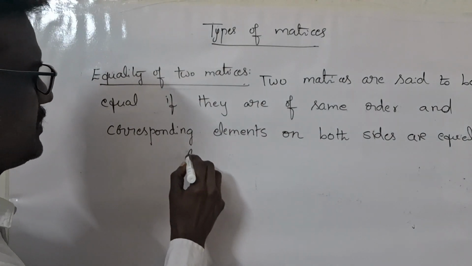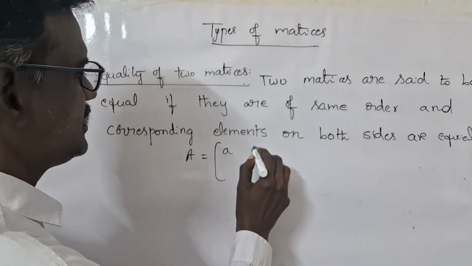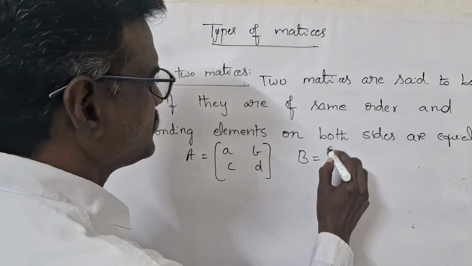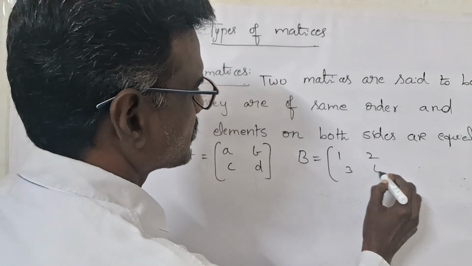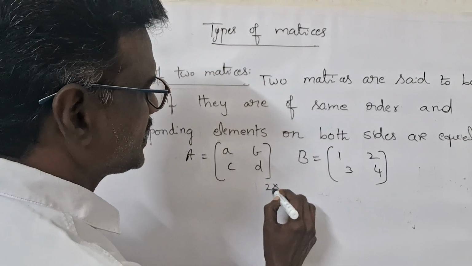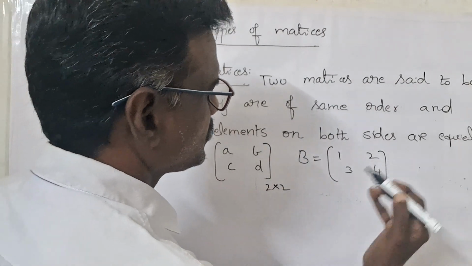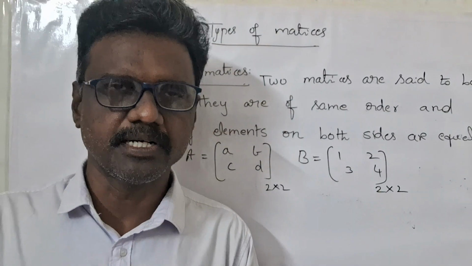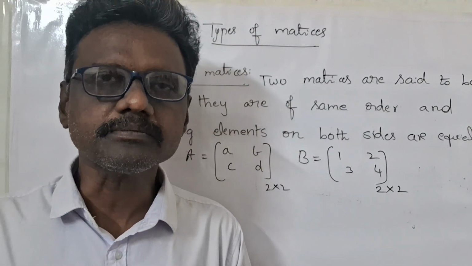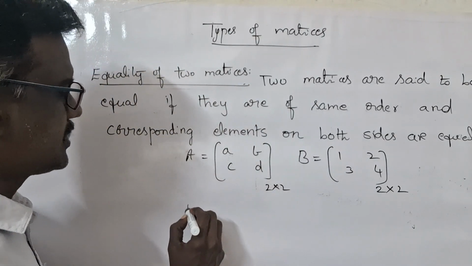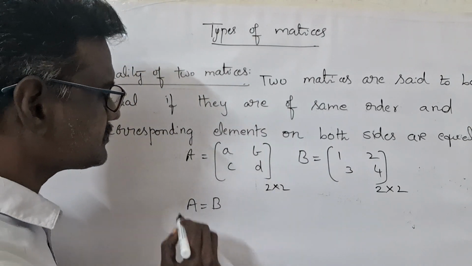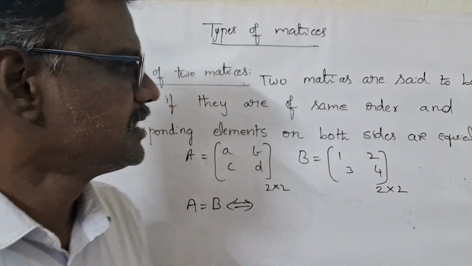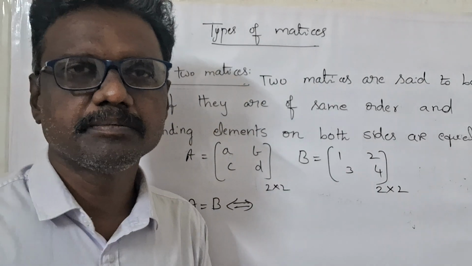Suppose matrix A equals a, b, c, d and matrix B equals 1, 2, 3, 4. This is a 2 by 2 matrix, and this is also a 2 by 2 matrix. First of all, they should be of the same order. If I write A equal to B, that implies and is implied by the corresponding position elements being equal.